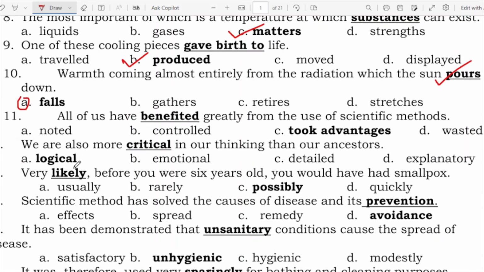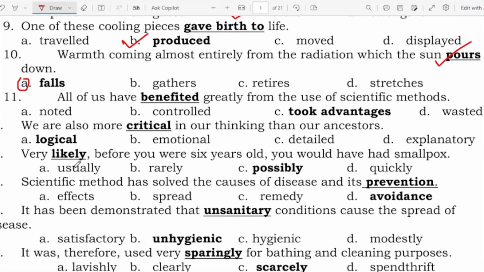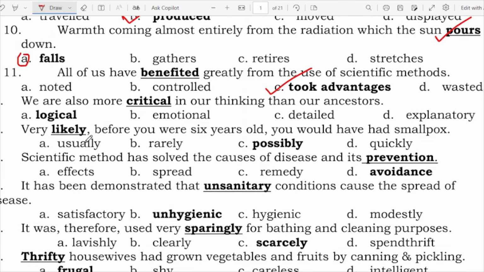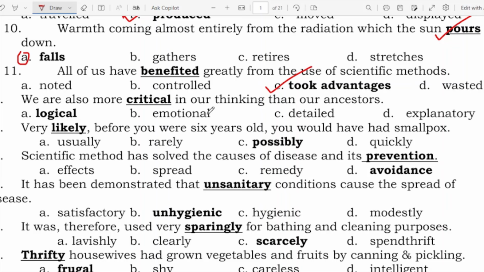All of us have benefited greatly from using the scientific method. The answer is took advantage. We are also more critical in our thinking than our ancestors. Ancestors mean forefathers, and critical means logical.